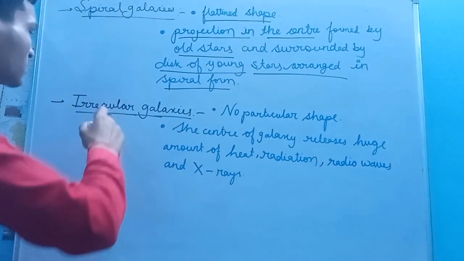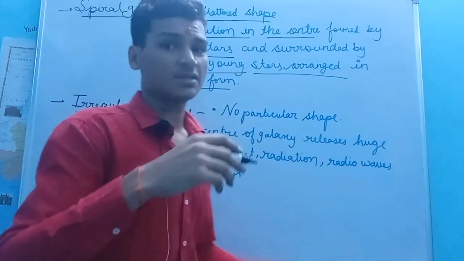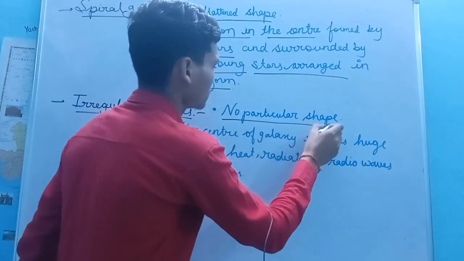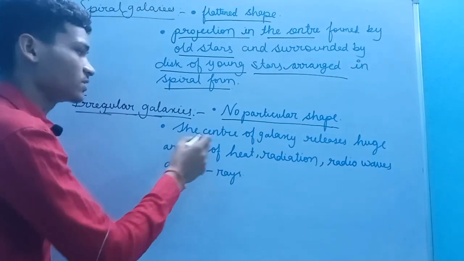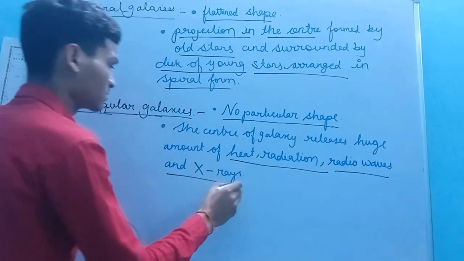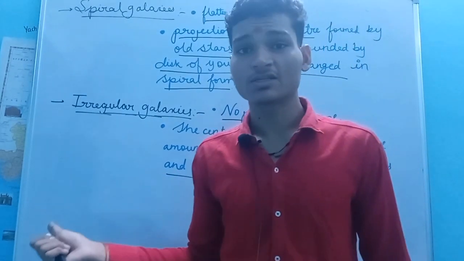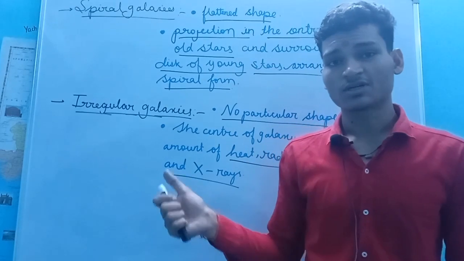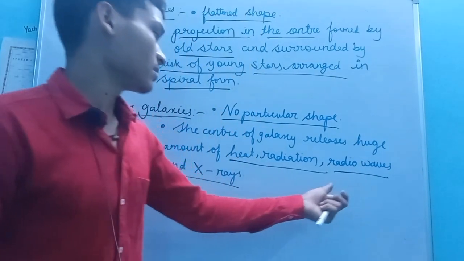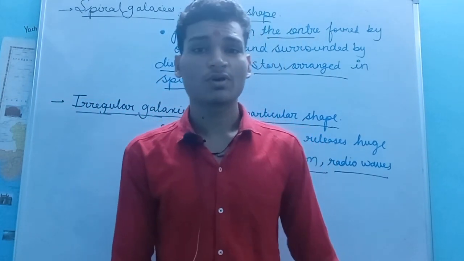The third type of galaxy is the irregular galaxy. As the name suggests, irregular galaxies do not have a particular shape, so just note that down. And the center of the galaxy releases a huge amount of heat radiation, radio waves and x-rays. This is a very important point: the center of irregular galaxies releases huge amounts of heat, radiation, radio waves and x-rays.